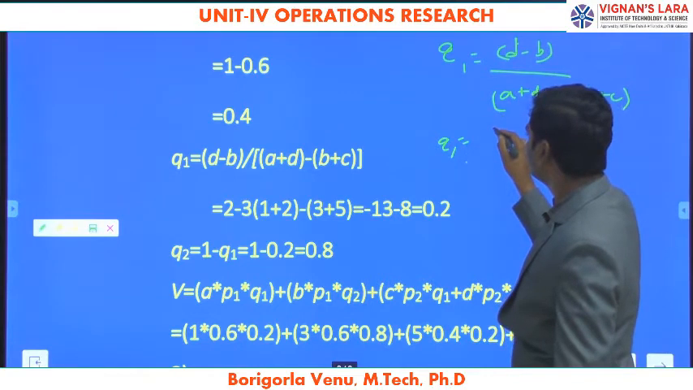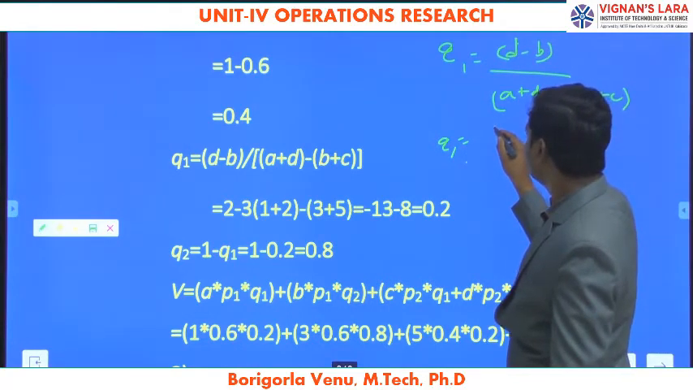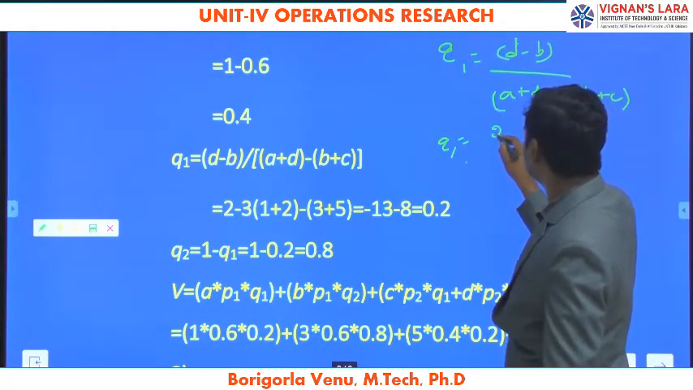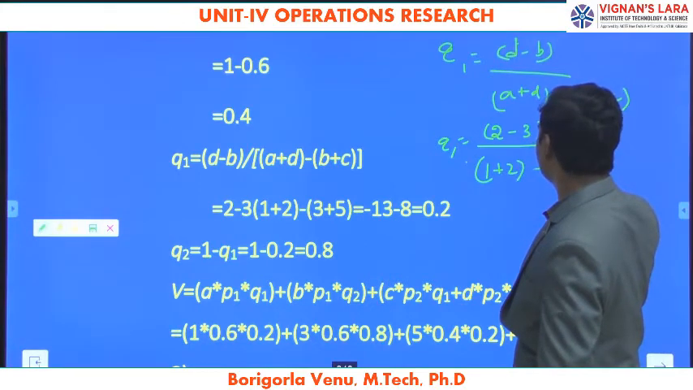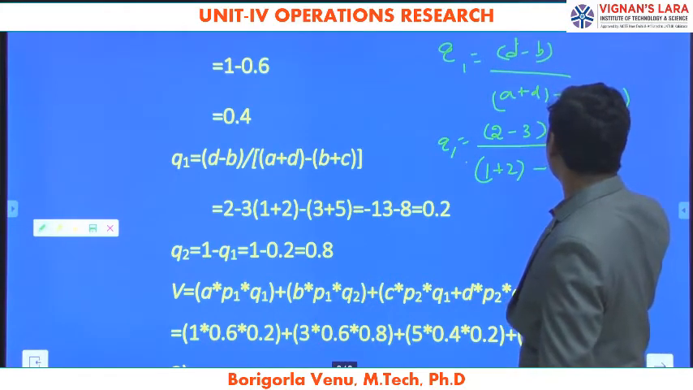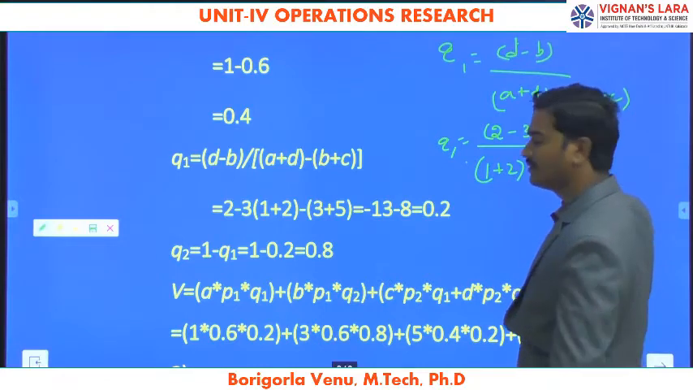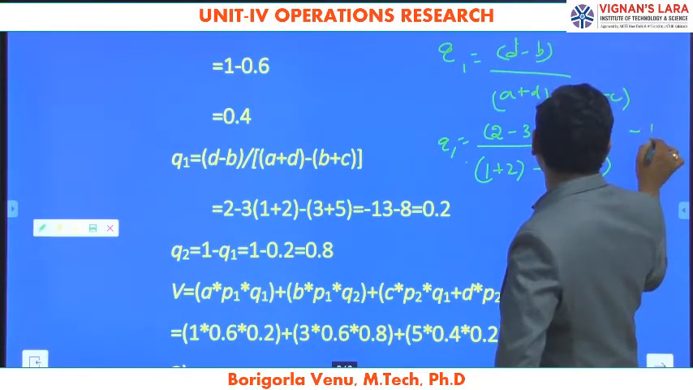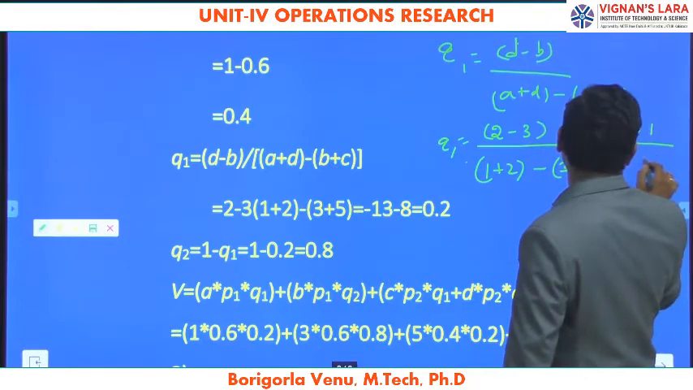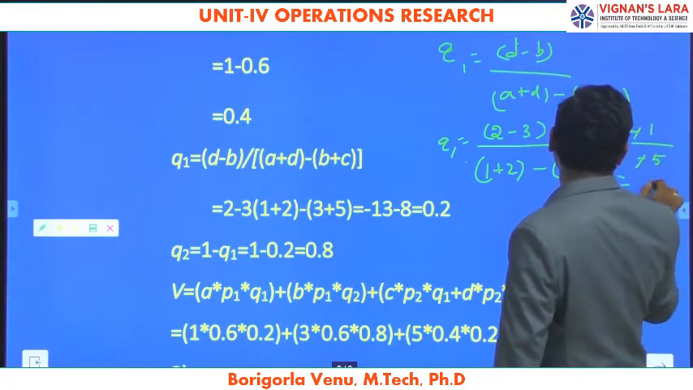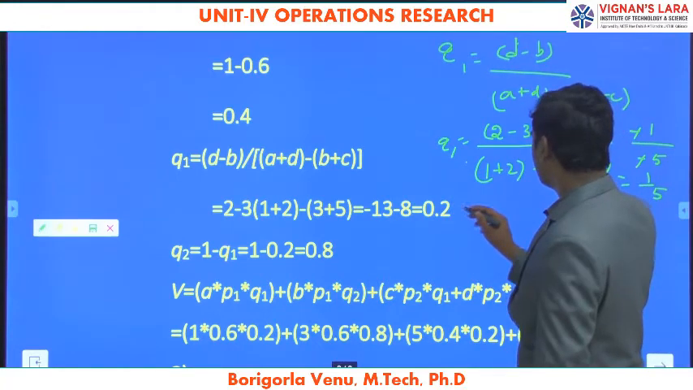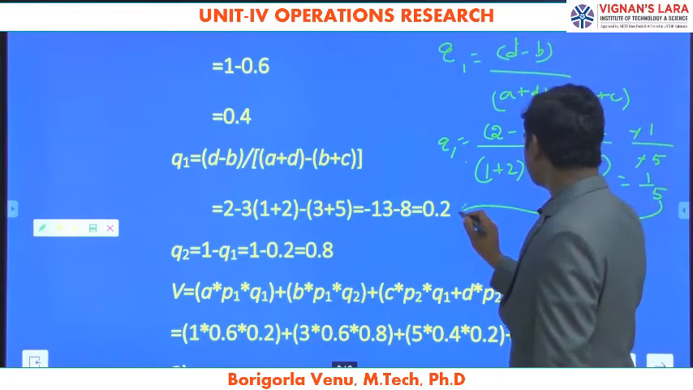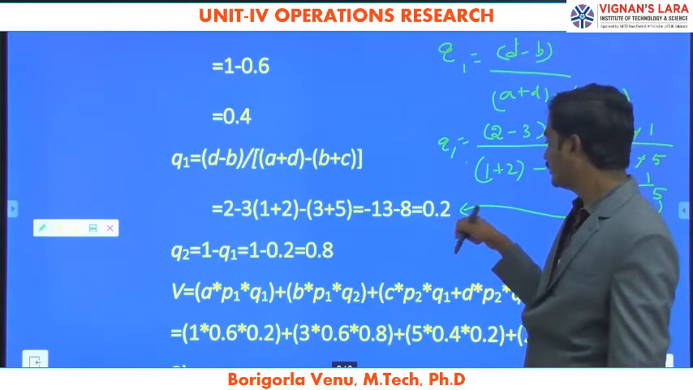Here the D value we already know. D is 2, minus B is 3, by A is 1 plus 2 minus B value is 3 and C value is 5. From this we get minus 1 by minus 5, that is 1 by 5. Then I converted it into decimals, so from that we get 0.2.